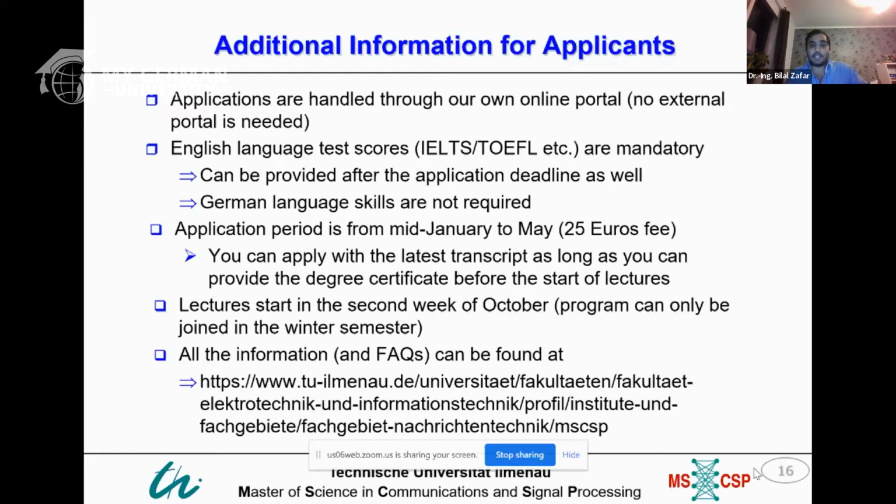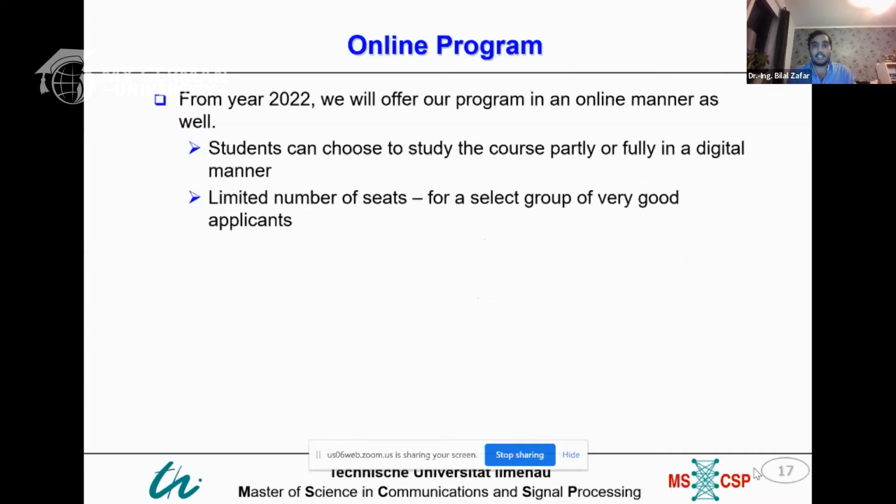The application period is usually from mid-January to mid-May. We have a 25 euros application fee. A lot of students haven't graduated by then, so you can apply with your latest transcript and just provide your degree certificate before the start of lectures. Lectures, as I said before, start only in October. The program only starts in the winter semester. All of the information can be found at this link.